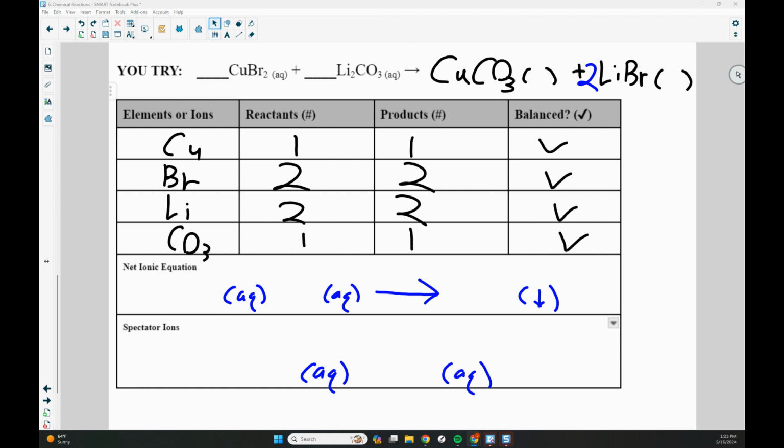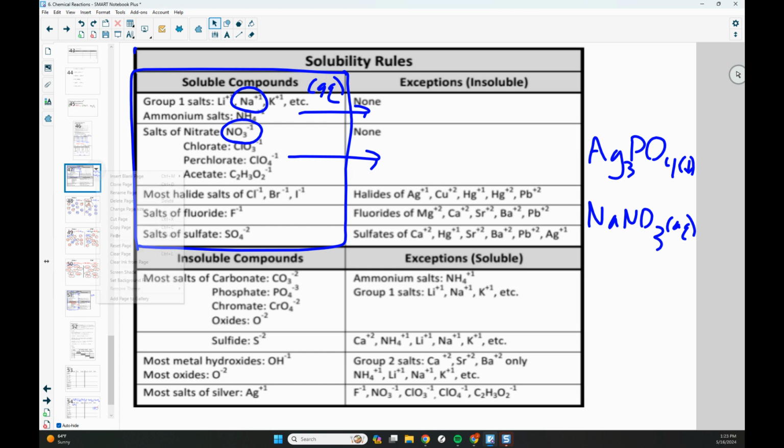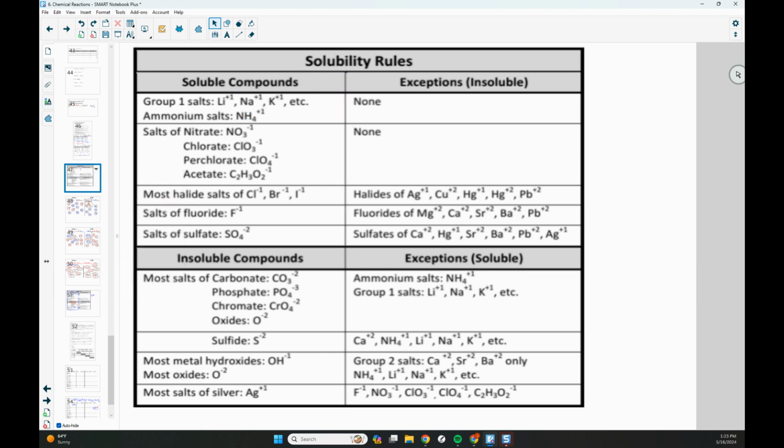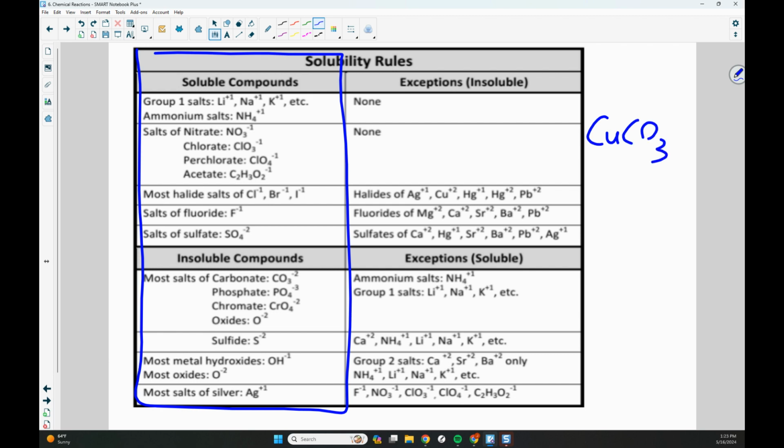And we've got to figure out which of these compounds would be solid. So we've got calcium carbonate and lithium bromide. So we're going to go to our solubility table here. And I'm not going to look at the right until I find what I'm looking for on the left. So the things I'm looking at are copper. Was it copper carbonate? Okay, copper carbonate. And what was the other one? Lithium bromide.